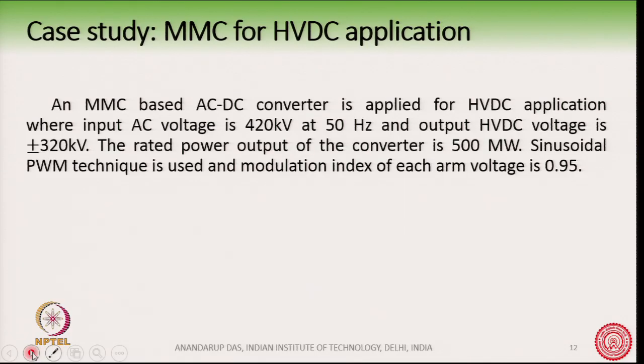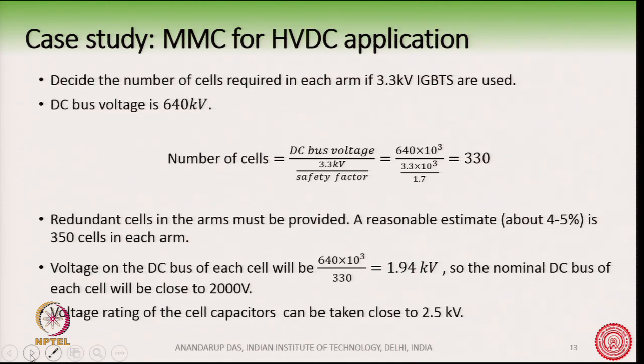An MMC based AC to DC converter, for example, is used for an HVDC application where the input AC voltage is 420 kV line at 50 hertz and the output HVDC voltage is plus minus 320 kV. The rated power output of the converter is 500 megawatt and the modulation index of each arm is 0.95. So, let us see how we can design the different components.